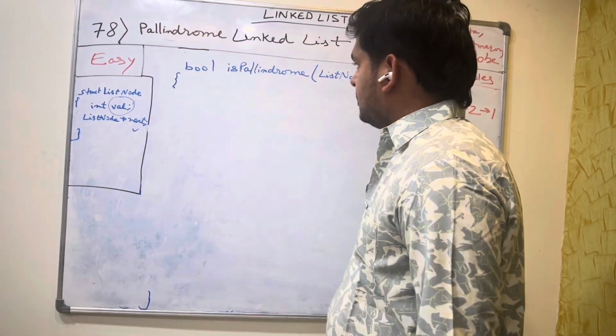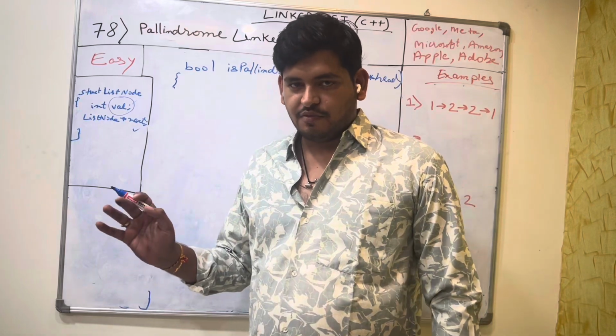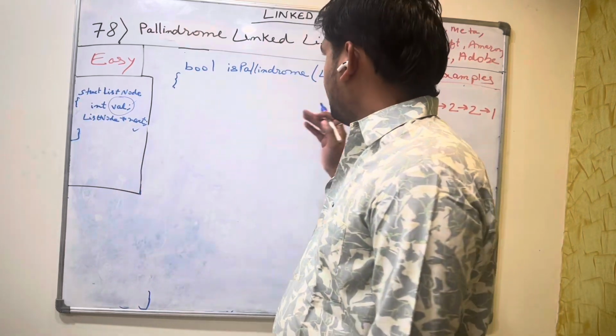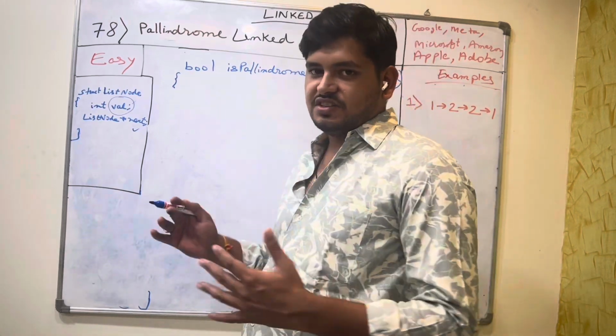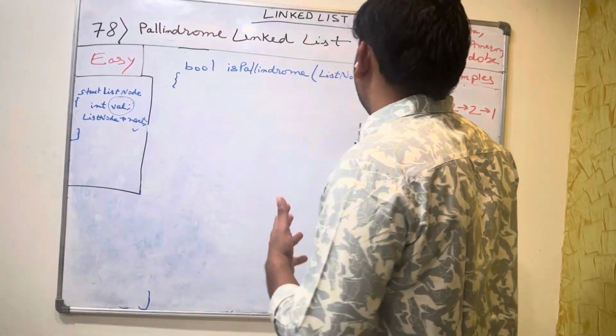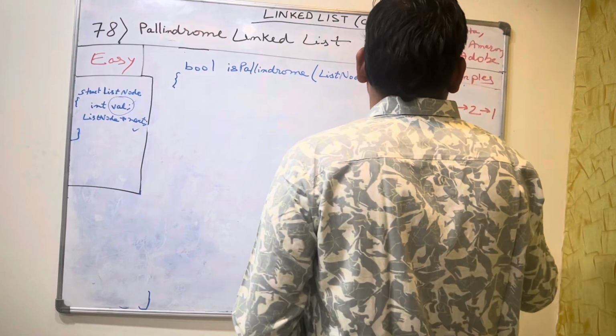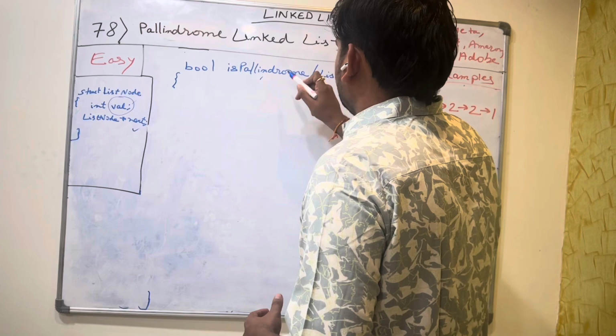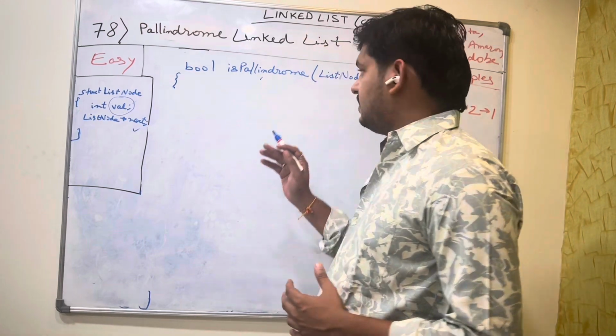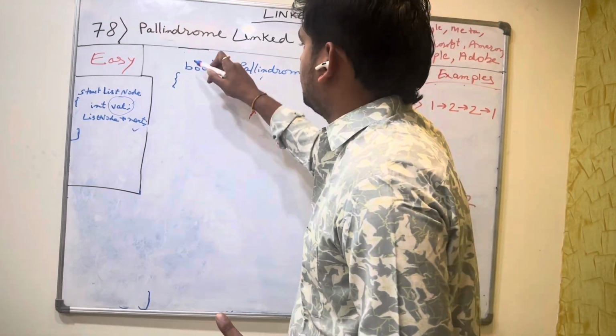Palindrome linked list. We know what a palindrome is. When we reverse a number and it doesn't change, like 1 2 2 1 or 4 5 4, those kinds of numbers are palindromes. So we need to return whether a number is a palindrome or not. If it is a palindrome, we return true, otherwise false.